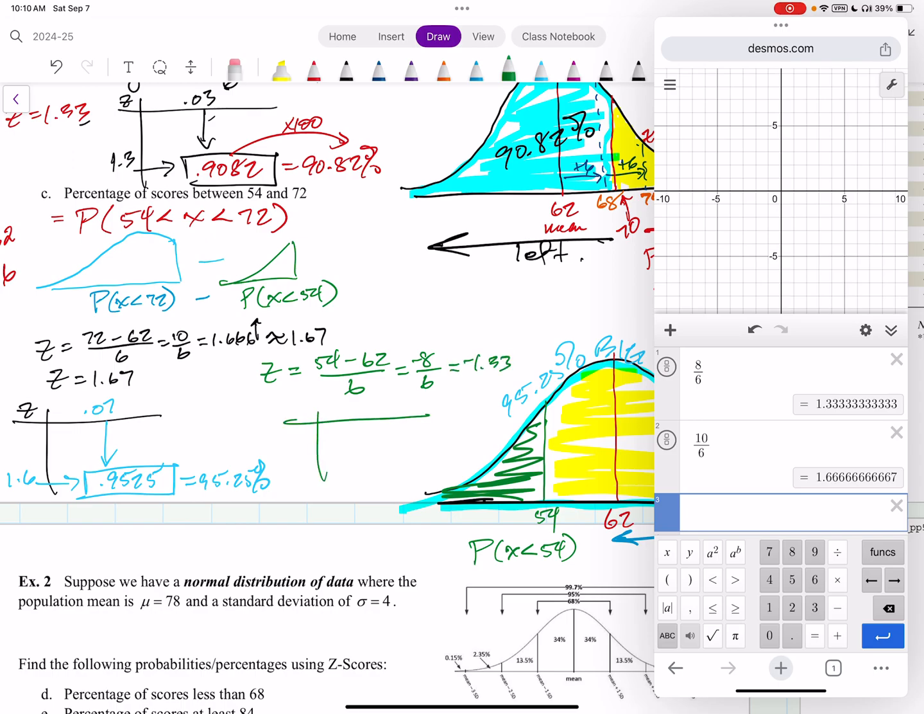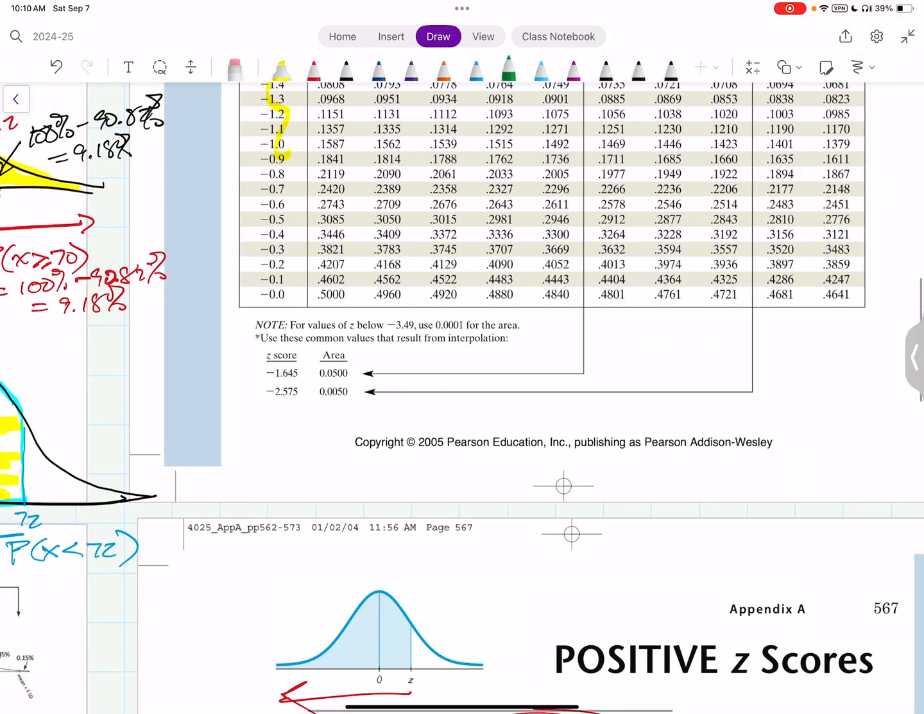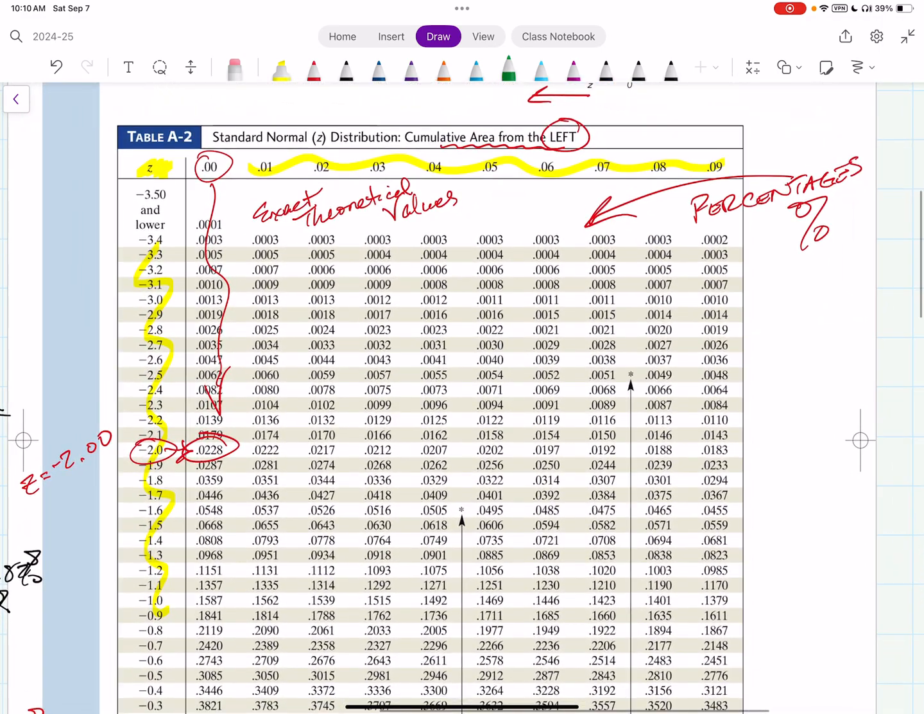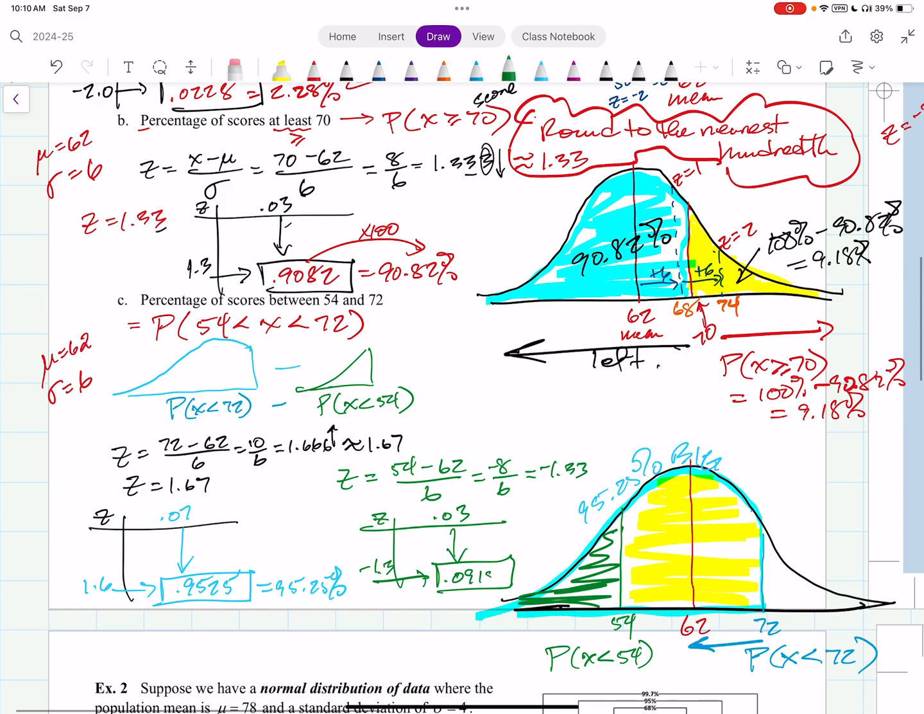And then if you do that on the table here, you go negative 1.3 on the vertical, 0.03 on the horizontal, and you cross it down again. So let's grab our z-table on the negative side, find negative 1.33. Go across, down. So you have 0.0918. That's 9.18%, and that's this little one here. So let me label that. This is 9.18%. That's that little area in green.